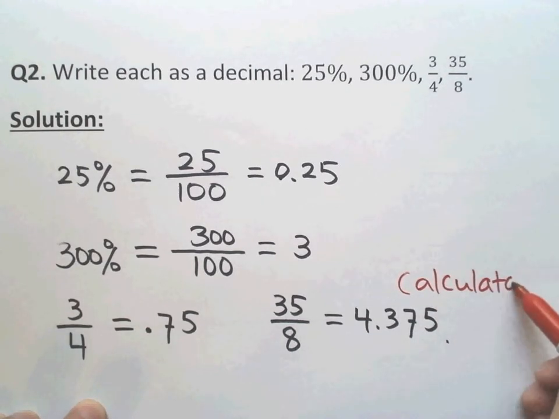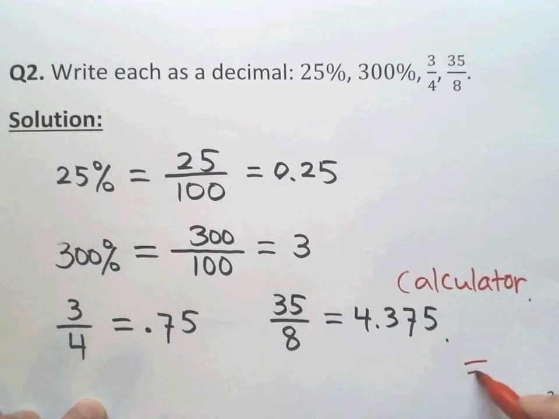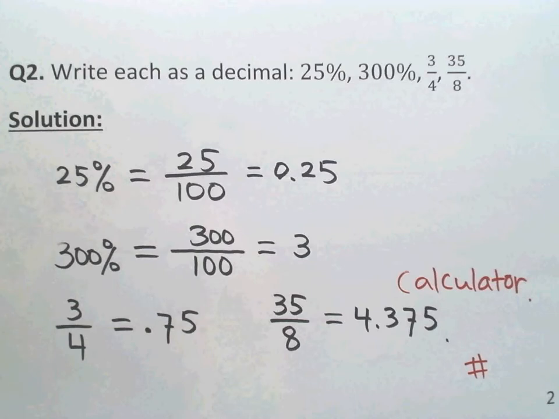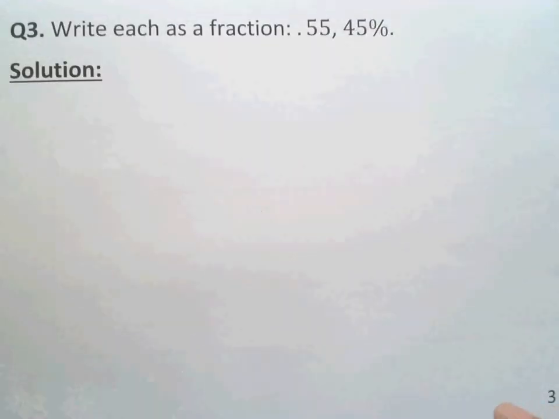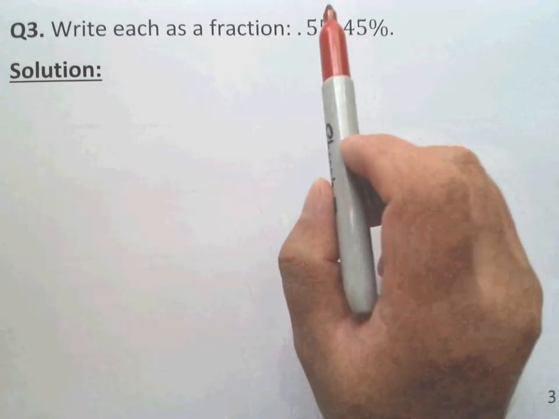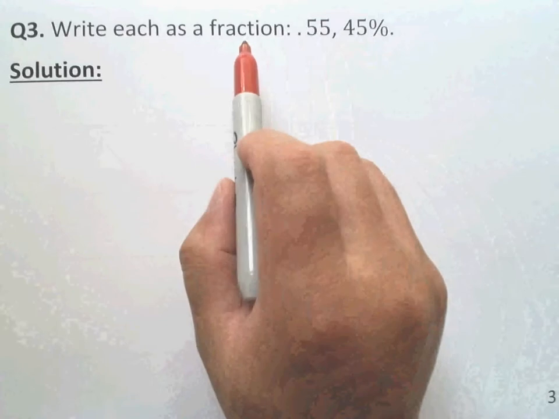You also can do the same. If we have a complicated fraction, we can use a calculator. And these are some questions about the decimal. I want to get to the last. Now we have a decimal number. We have a percentage. We will change this to fractions.